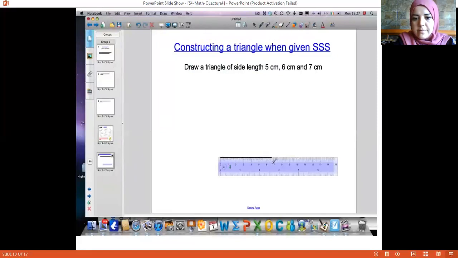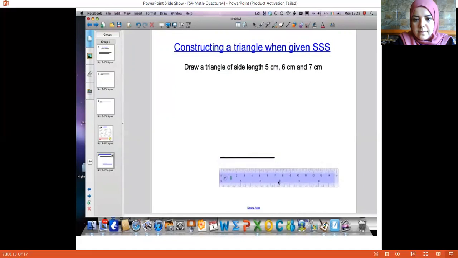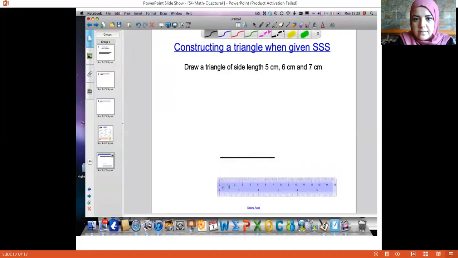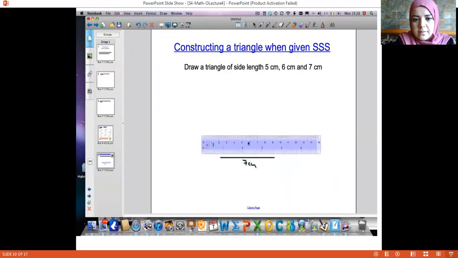Till 7. This is 7 centimeters, okay? Now we are going to use the compass. Open.